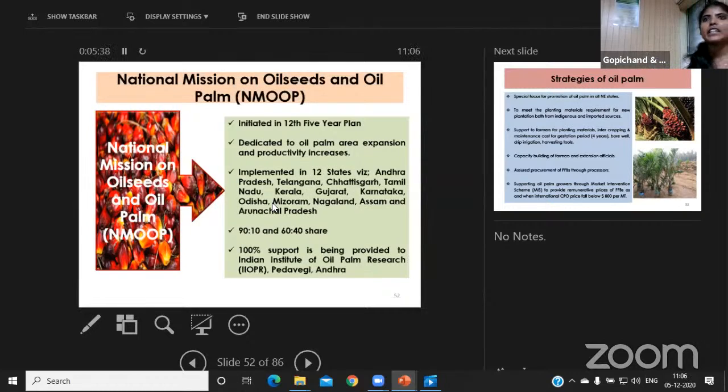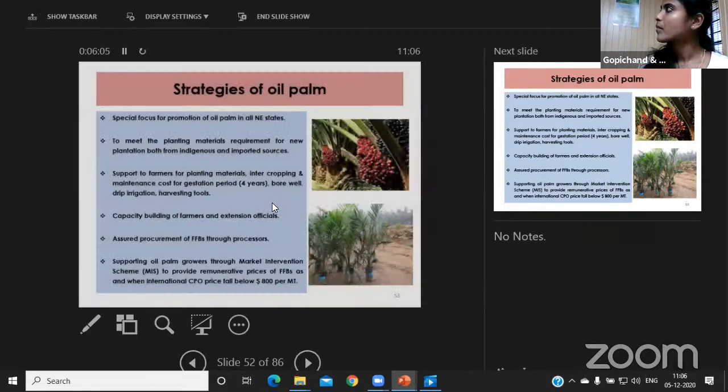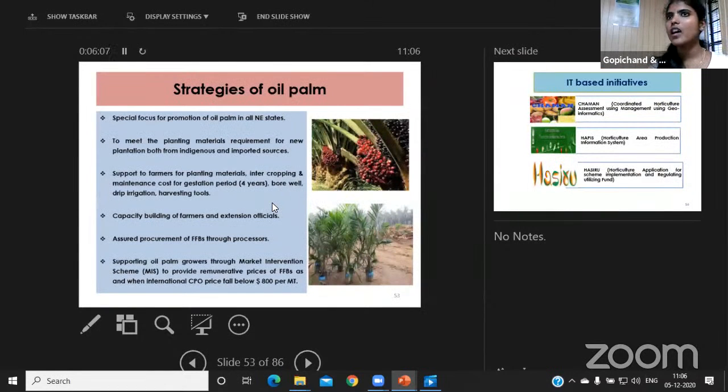It was initially implemented in 12 states: Andhra Pradesh, Telangana, Chhattisgarh, Tamil Nadu, Kerala, Gujarat, Karnataka, Odisha, Mizoram, Nagaland, Assam, and Arunachal Pradesh. The share will be 90:10 for northeastern states, and for all other states it will be in the ratio of 60:40. And 100% support is provided for the Indian Institute of Oil Palm Research. In India, the major oil palm producing state is Andhra Pradesh.